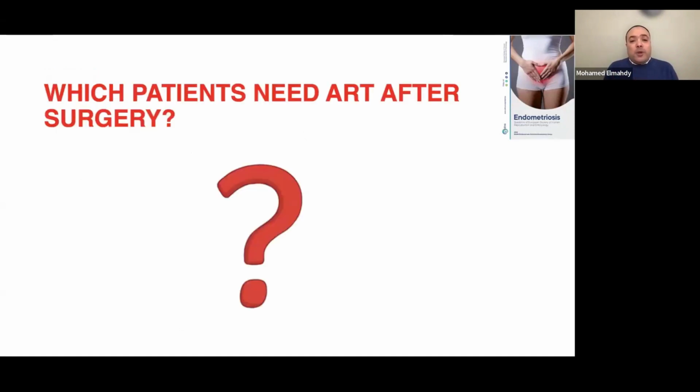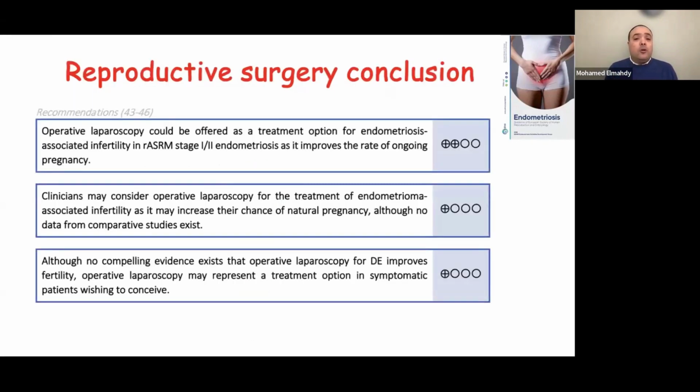I want to know which patient needs ART after surgery. I think any case after surgery who has a lower endometriosis fertility index is a target or a candidate for ART after surgery. So in conclusion, for reproductive surgery, operative laparoscopy could be offered as a treatment option for endometriosis-associated infertility for minimal and mild cases. You can consider operative laparoscopy for endometrioma. There is no compelling evidence that operative laparoscopy for deep infiltrating endometriosis improves fertility.